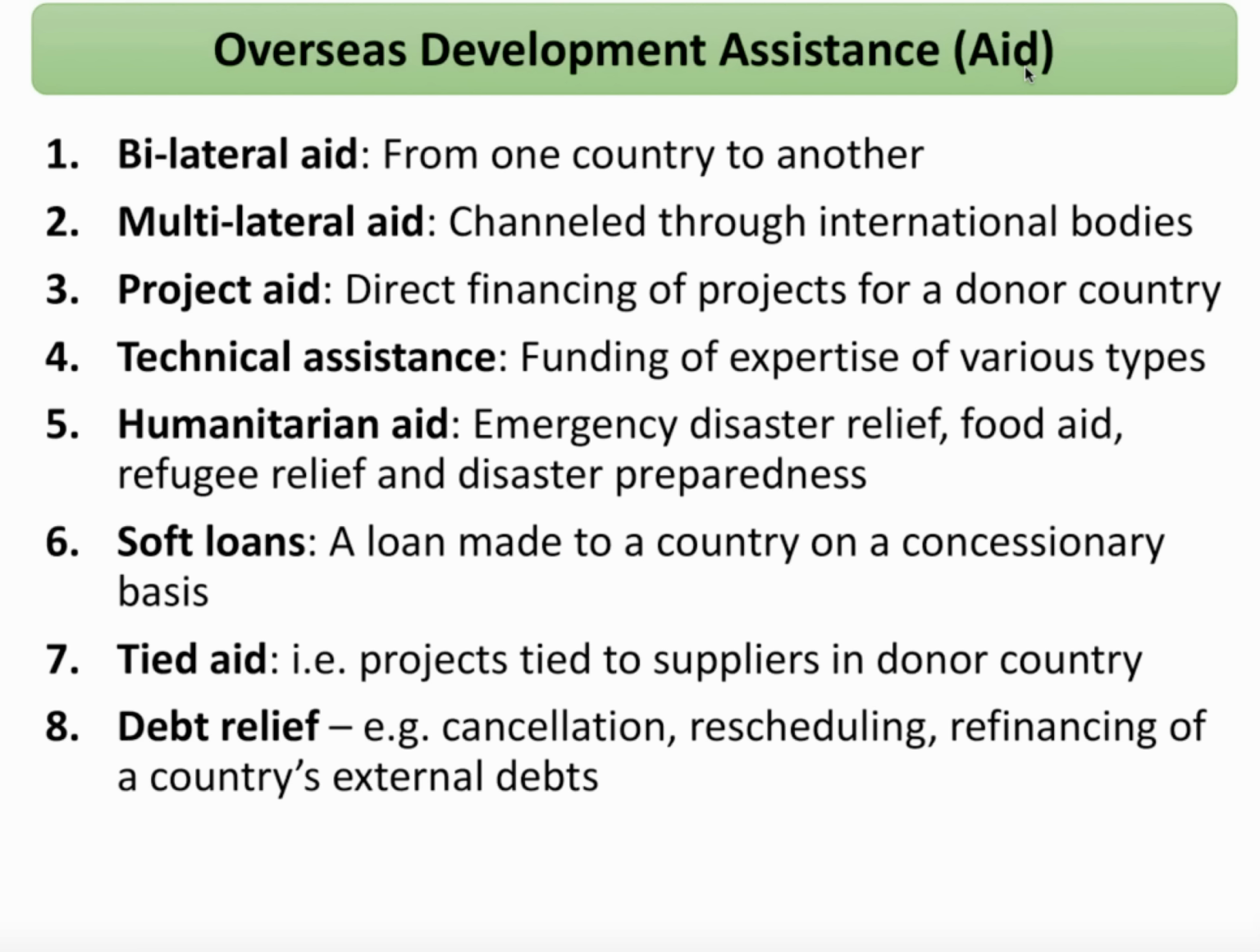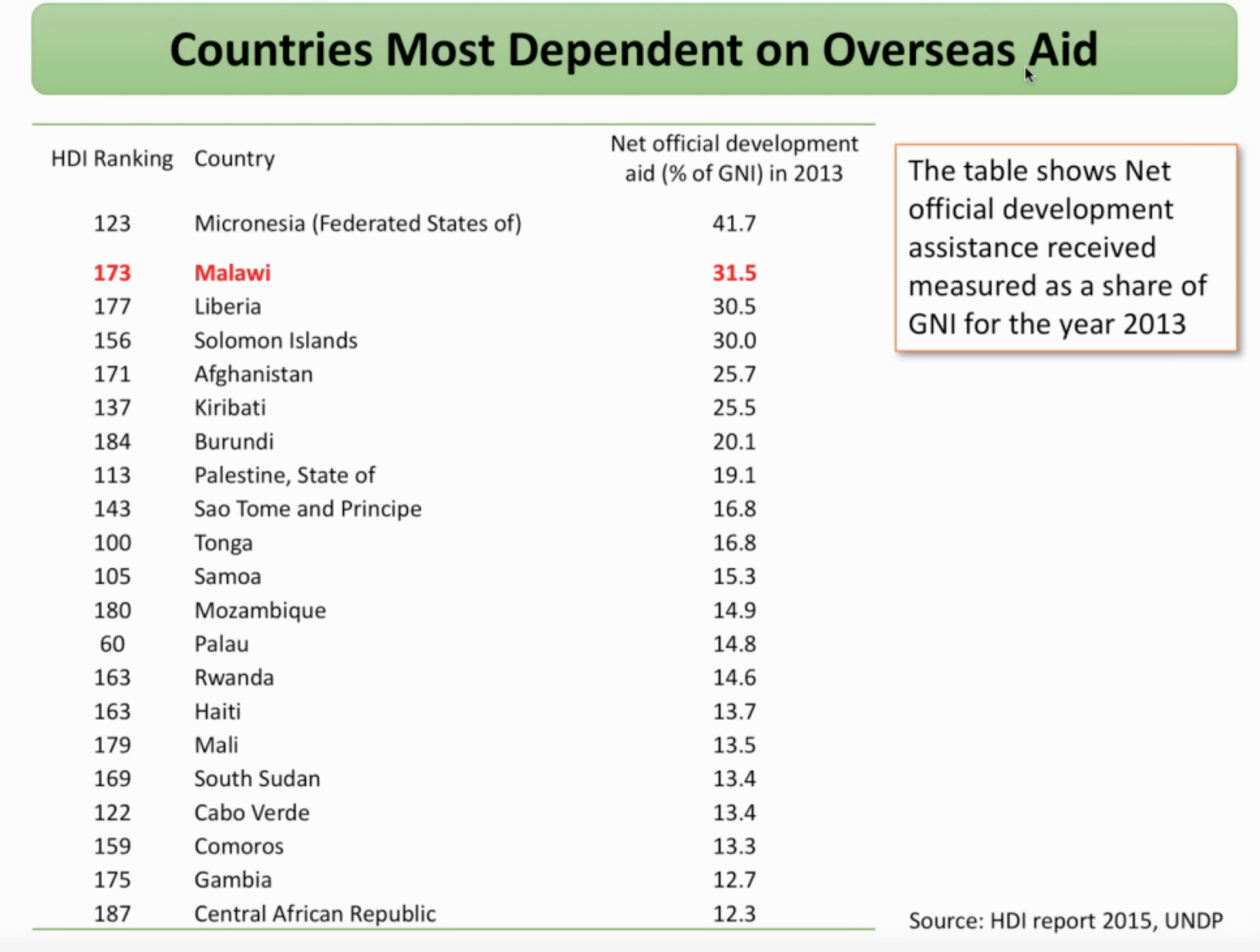Bilateral aid from one country to another, project aid, which the UK government favours, all the way through to basic humanitarian relief, and also things like debt relief, cancellation or rescheduling of debts, which effectively is a form of aid. So aid is still important, particularly for some countries. And in fact, Malawi, which is in Extract 1 of the F585, comes out as one of the most dependent nations for aid in the world.